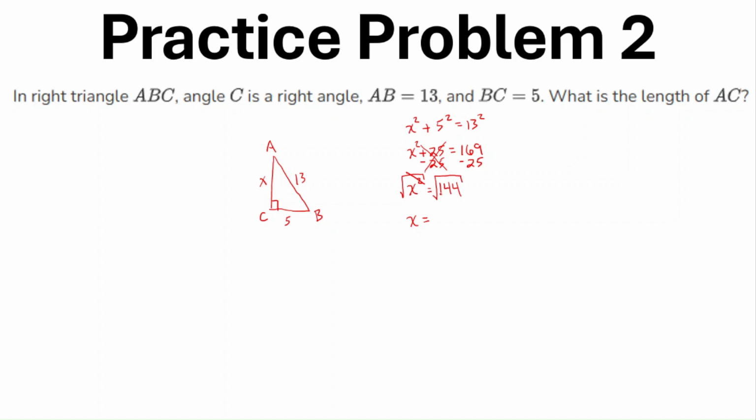The square root of 144 is plus or minus 12, but since this is a side length, we can't have a side length of negative 12. Therefore, it must be positive 12, and this is side length AC. So again, we used the information that we did know, the two sides that they gave us, and we used the Pythagorean theorem to find the third side that we didn't know.